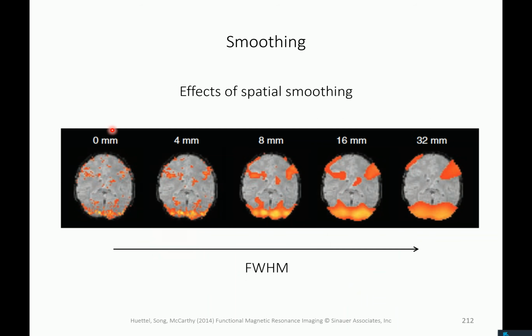And if you increase the full width half maximum, you get a broader filter kernel, and the result of applying this broader filter kernel to the data looks smoother.